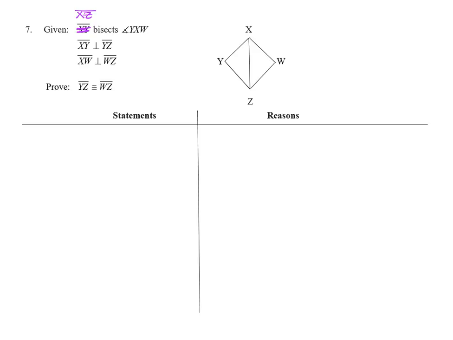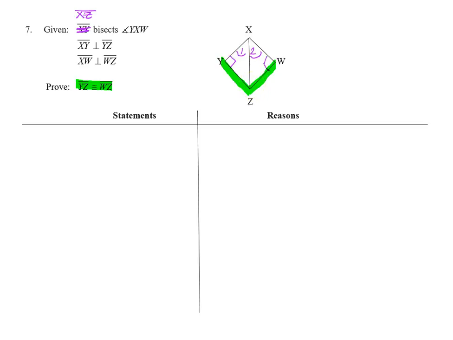Alright, so XZ bisects angle YXW, excuse me. So these two angles will be congruent. XY is perpendicular to YZ, so this is going to be 90. And XW is perpendicular to WZ, so I'll also mark that. So that'll end up being 90 degrees. And I want to prove that YZ is congruent to WZ.